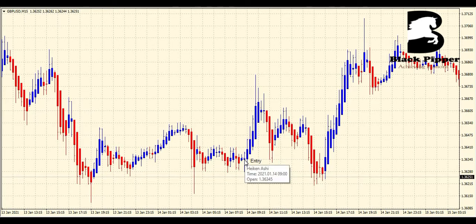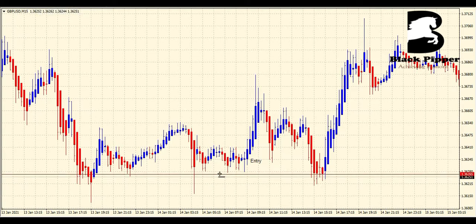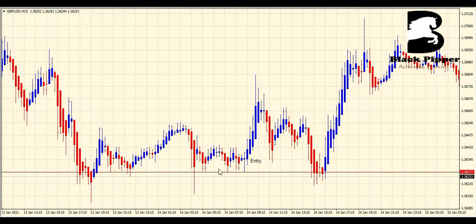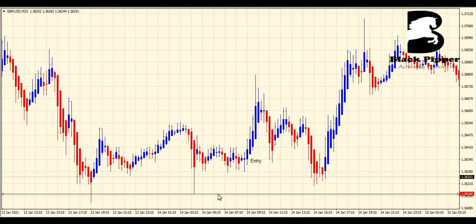So for example, here is the entry. Immediately I can see that this is the immediate support area. This is acting as a support. If you are a conservative trader, you can use this as your potential area for your stop loss. For the take profit area, you have to consider again the peak. Since this is the buy, the peak is here.